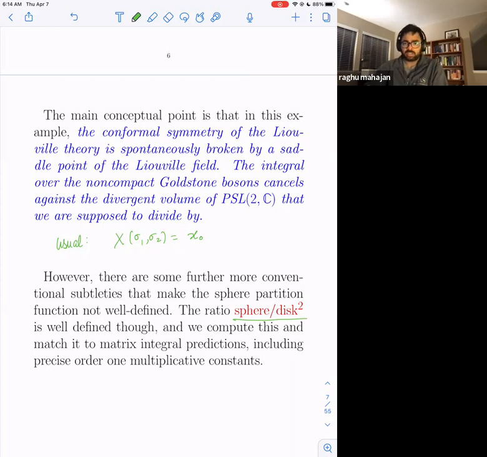So are there any questions about this main conceptual point? Is it clear? Okay, great.